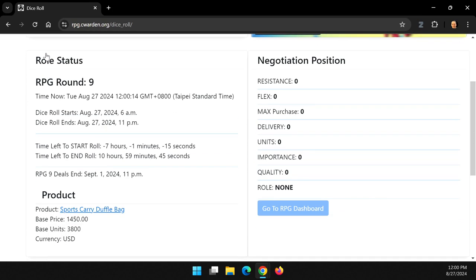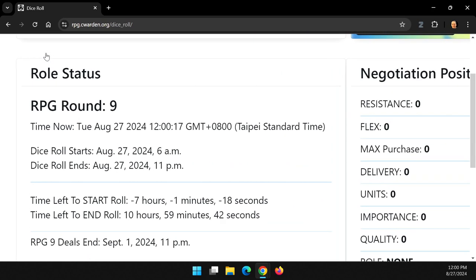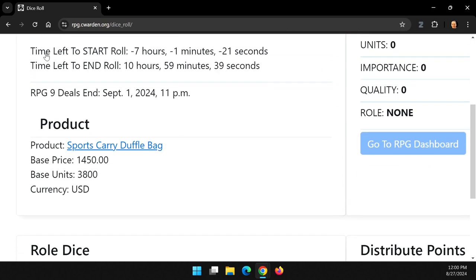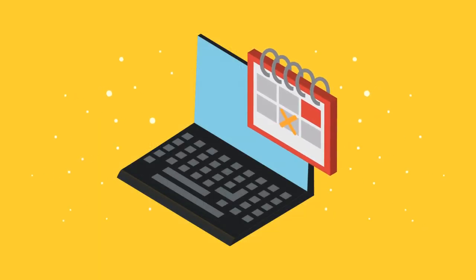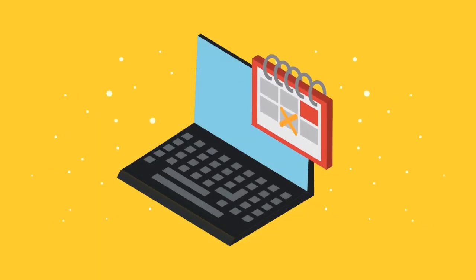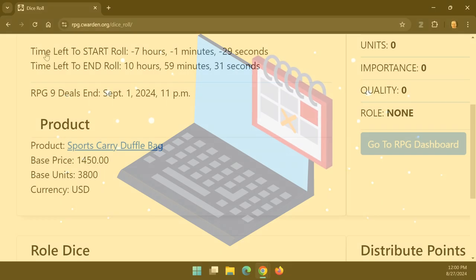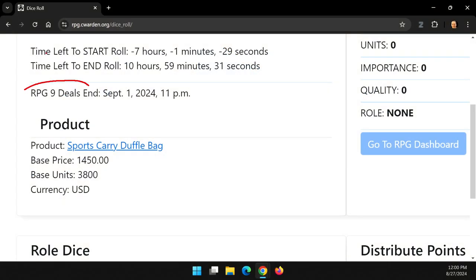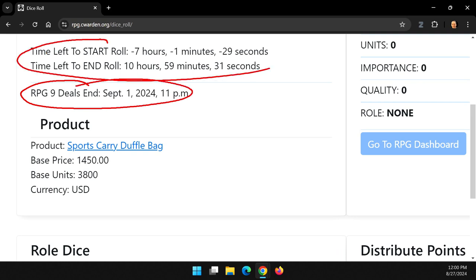So the first part is the status of the situation. This will include dates and times. Most importantly, this is where you can see, is it time for me to roll the dice yet? So you can see when do the deals end and when do the dice rolls start and end. These are two different things. This first one is this dice roll. And the second one is playing the game. So playing the game can last for many days. But rolling the dice usually has a set time.